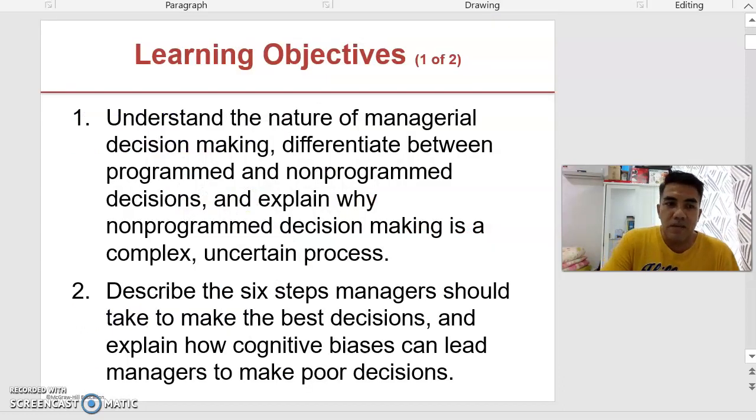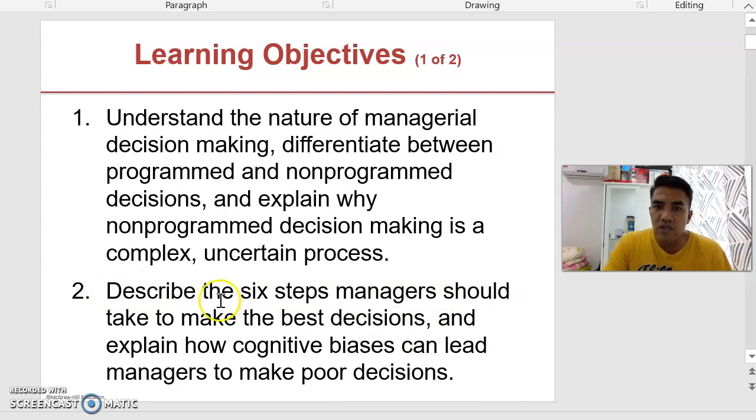So in this particular chapter, there are 5 learning objectives that we plan to achieve by the end of the lecture. Number 1, you need to understand the different nature of managerial decision making, program and non-program decisions, and then describe the 6 steps managers should take to make the best decision.